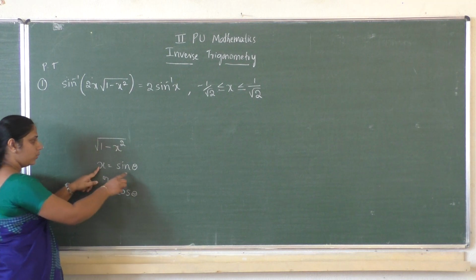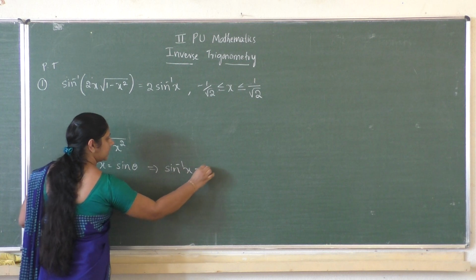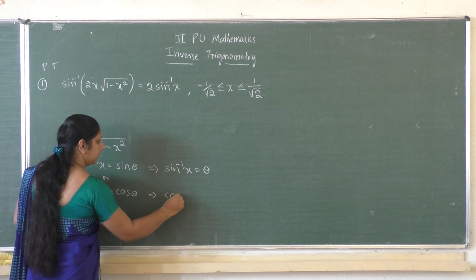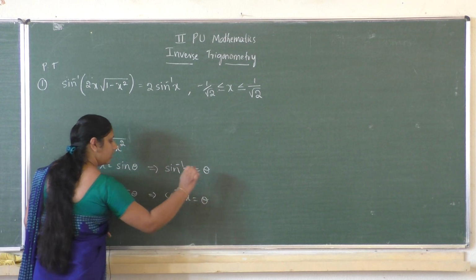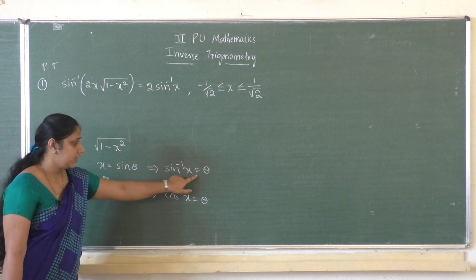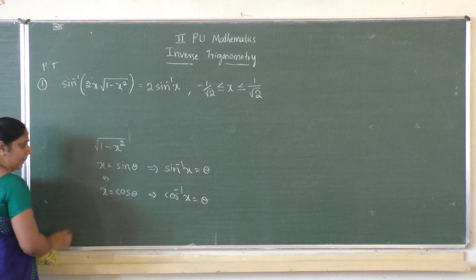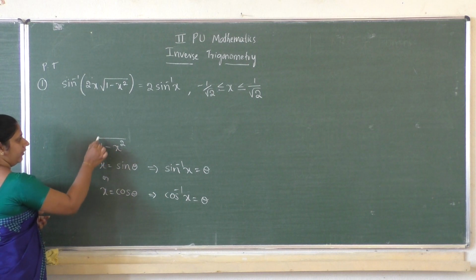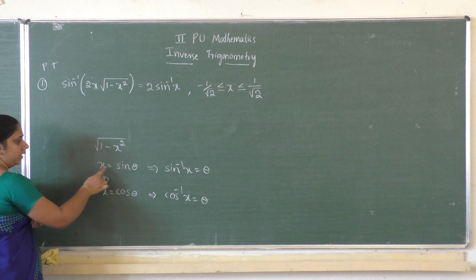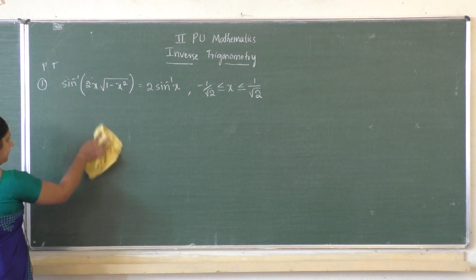See, if I take x equal to sin theta, then sin inverse x equal to theta here we got. If x equal to cos theta, then theta will be cos inverse x. So in order to get the right hand side, which one is appropriate here? The first one, right? So we have to take here x equal to sin theta. See, if we have the term root of 1 minus x square, we have to substitute either x equal to sin theta or x equal to cos theta.